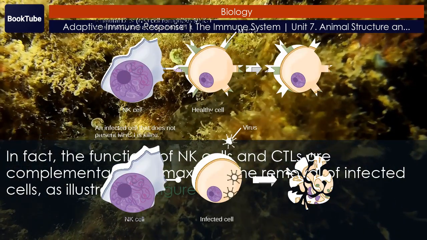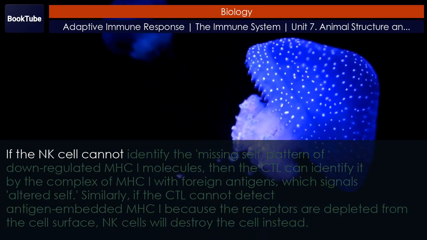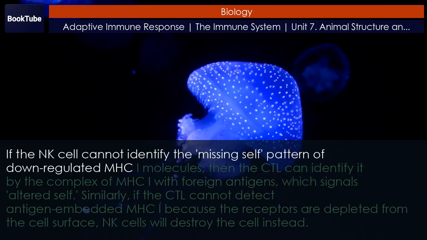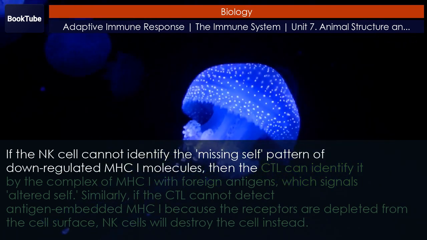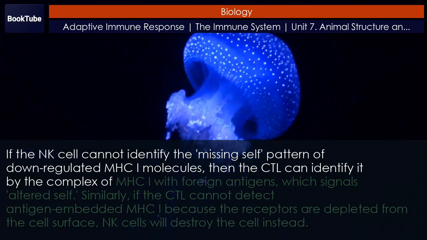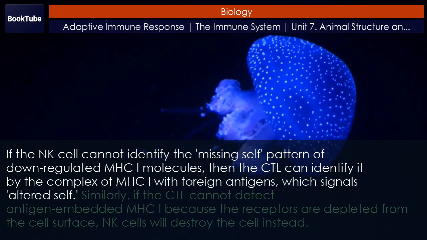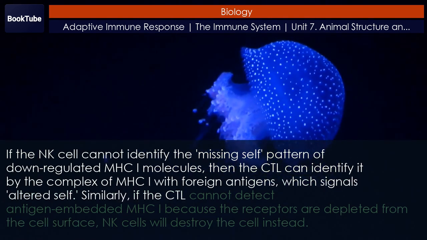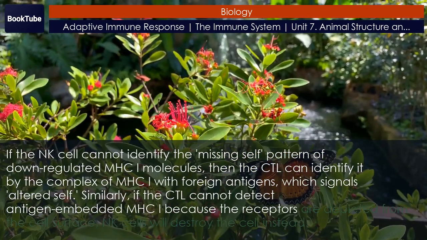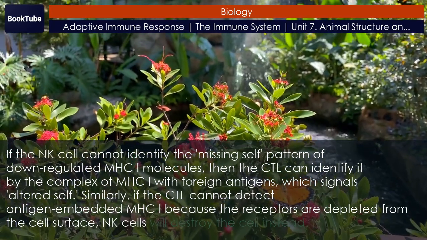As illustrated in Figure 7, if the NK cell cannot identify the missing self pattern of down-regulated MHCI molecules, then the CTL can identify it by the complex of MHCI with foreign antigens, which signals altered self. Similarly, if the CTL cannot detect antigen-embedded MHCI because the receptors are depleted from the cell surface, NK cells will destroy the cell instead.